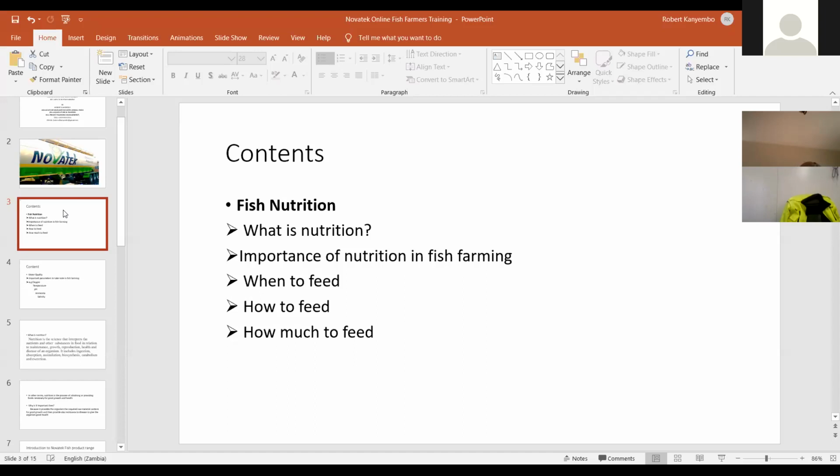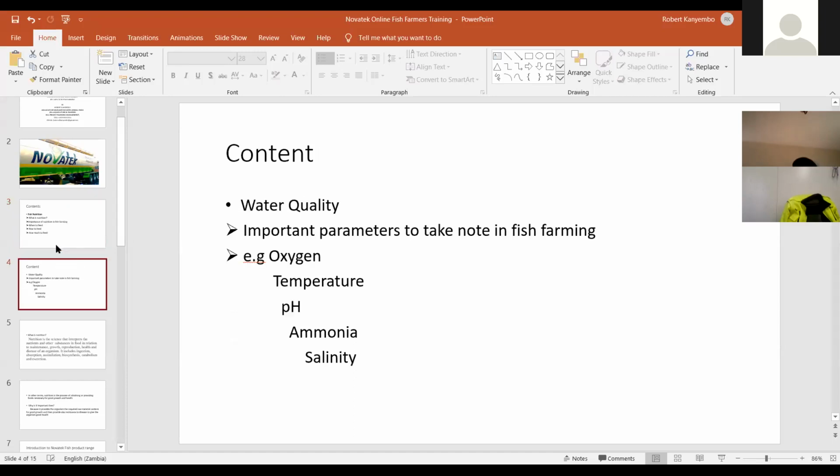Because as you understand, 50 to 70% of our aquaculture operation cost is basically on feed. Therefore, it's very important for you to understand this component and how you must handle it. So, as I continue, we're going to look at water quality in our second session.